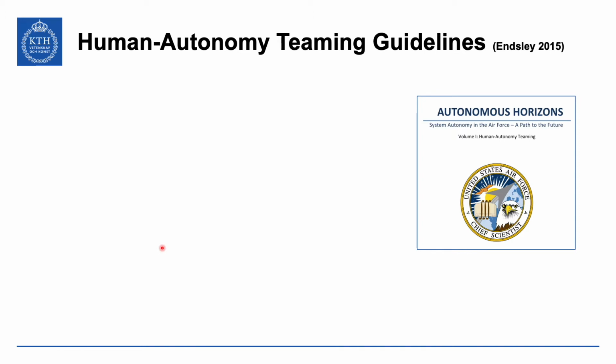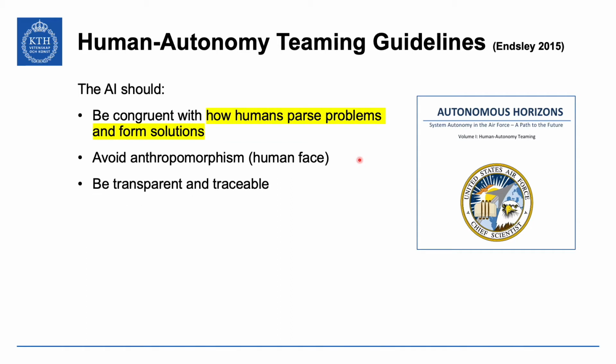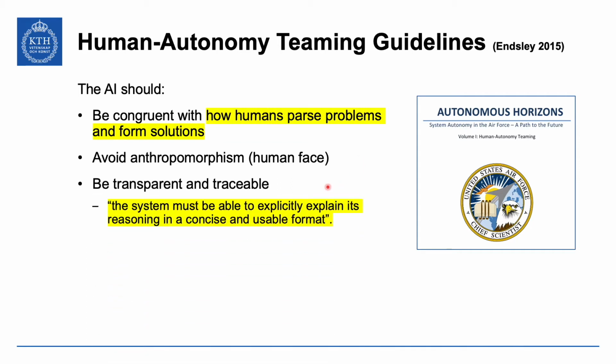So there are some human autonomy teaming guidelines in this excellent report by Mica Endsley, published by the United States Air Force, called Human Autonomy Teaming. The guidelines are that the AI should be congruent with how humans parse problems and form solutions. Avoid anthropomorphisms, such as having a human face and a natural sounding voice, giving the sense of the AI having all the capabilities that a human usually has. It should be transparent and traceable, in the sense that the system must be able to explicitly explain its reasoning in a concise and usable format.